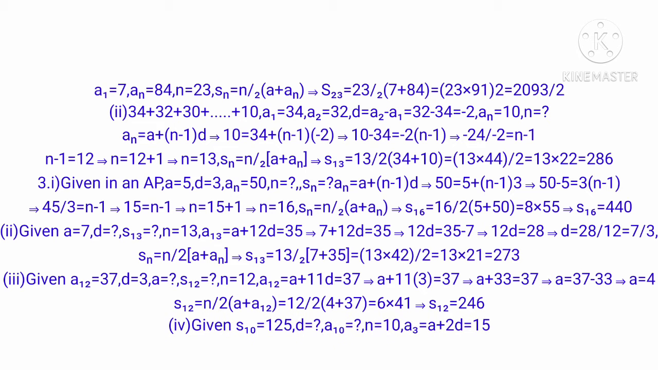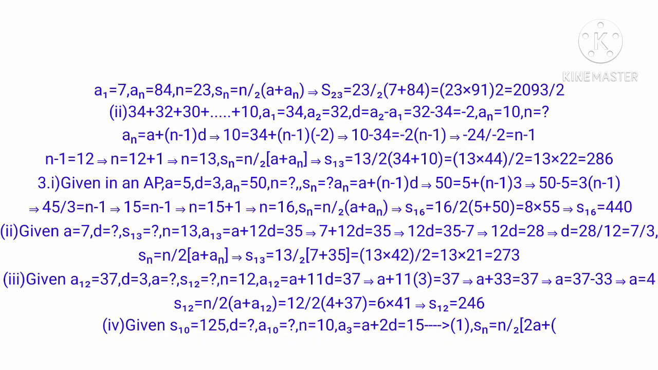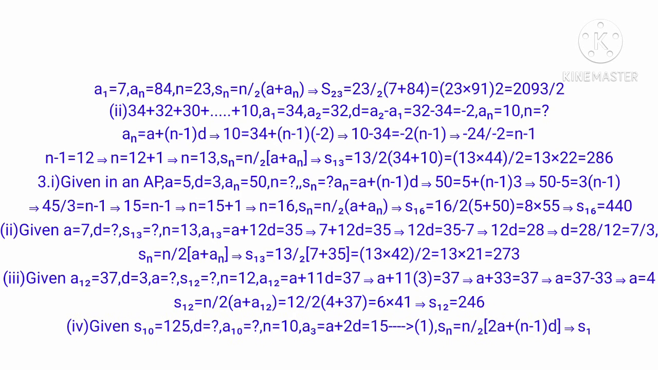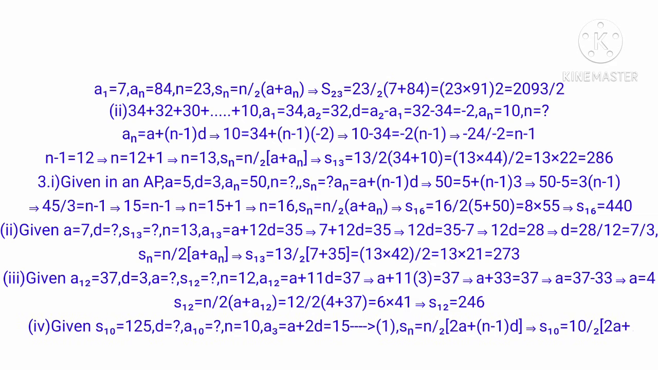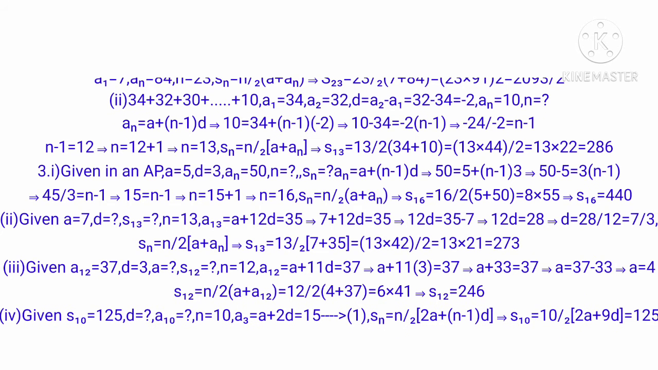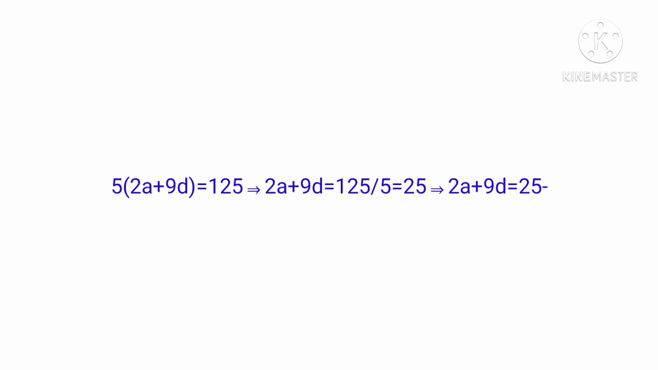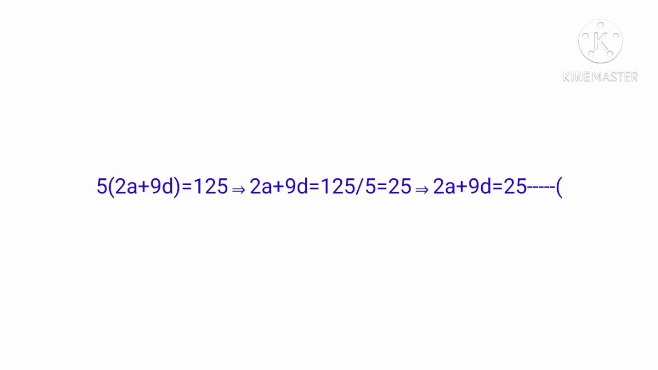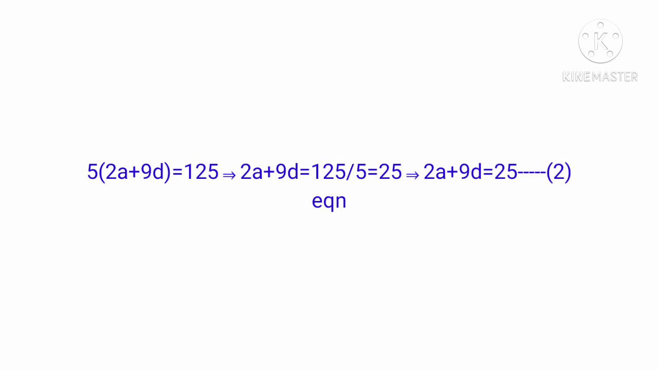Fourth question, given s10 is equal to 125, find d and a10. n is equal to 10, a3 is equal to a plus 2d is equal to 15. Consider that as equation 1. Sn is equal to n by 2 into 2a plus n minus 1 into d implies s10 is equal to 10 by 2 into 2a plus 9d is equal to 125. Taking 5 common, 5 into 2a plus 9d is equal to 125 implies 2a plus 9d is equal to 125 by 5, that is equal to 25 implies 2a plus 9d is equal to 25. Consider that as equation 2.